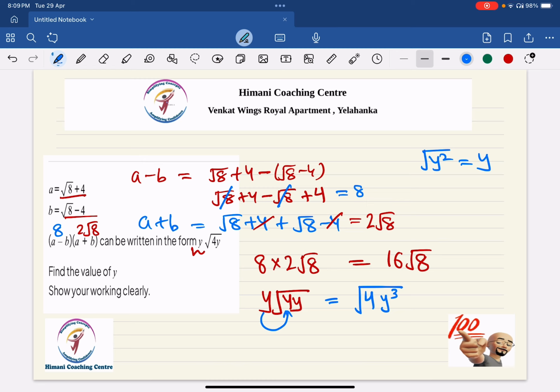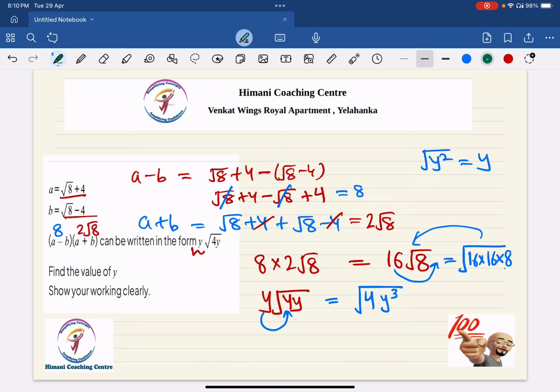Now, let us bring 16 inside. So what will happen? If I use the same rule, 16 should get squared. So I will get 16 into 16, because that is 16 square, into 8, because this is going to give me this. Now what is our job? We have to write this in this form, 4 times y cube. So let us try doing that.